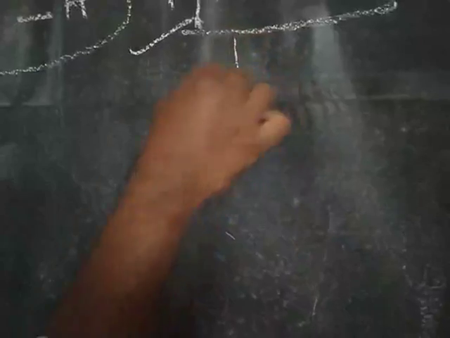So what is meant by hydrocarbons? The organic compounds that are composed of only carbon and hydrogen atoms are called hydrocarbons. Carbon atom combined with atoms other than hydrogen, what is that called? Heterocyclic compounds.